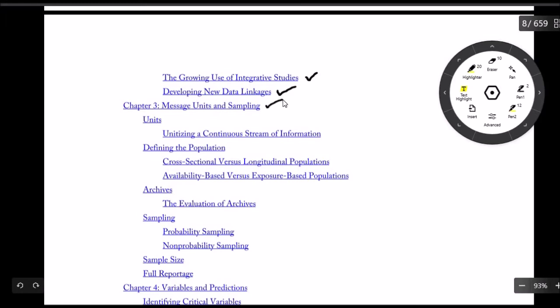Developing data linkages. Now this is something which I see nobody takes very seriously. Chapter 3, message units and sampling. So your sampling is very much important. They are going to talk about units, defining the population, the evaluation of archives, and then sampling. And remember that here they will be talking about probability or non-probability sampling.